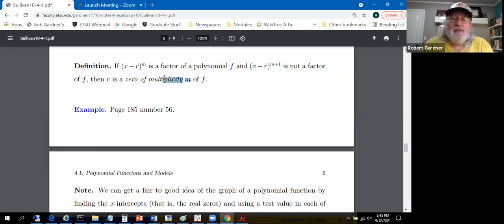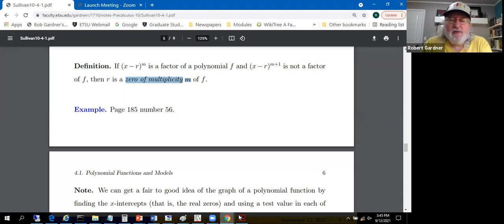So this defines multiplicity of a zero. I might refer to it as the degree of the factor or something like that as well. We're going somewhere with this, zeros of various multiplicities, and this will arise when we do the fundamental theorem of algebra at the end of this chapter.